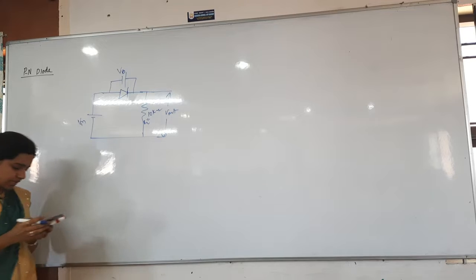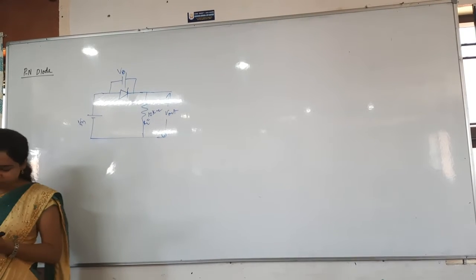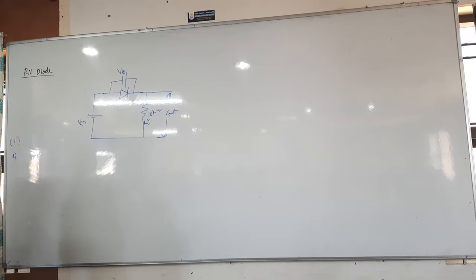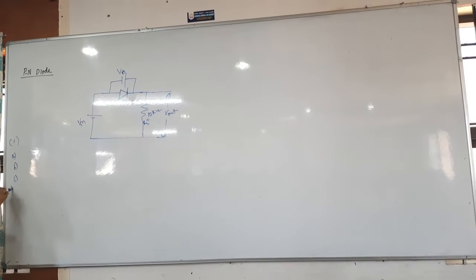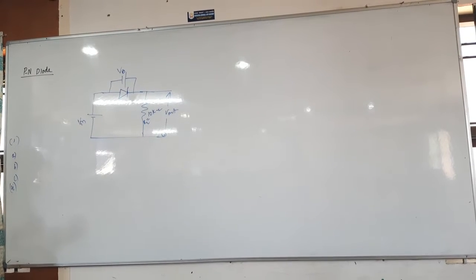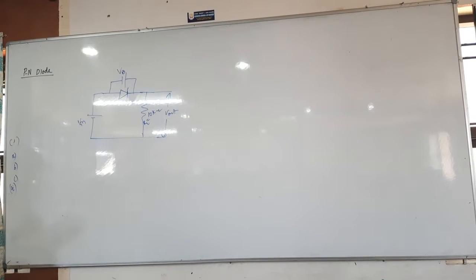In that second question, find the current in the diode. Then third, in the first one, find the forward resistance.